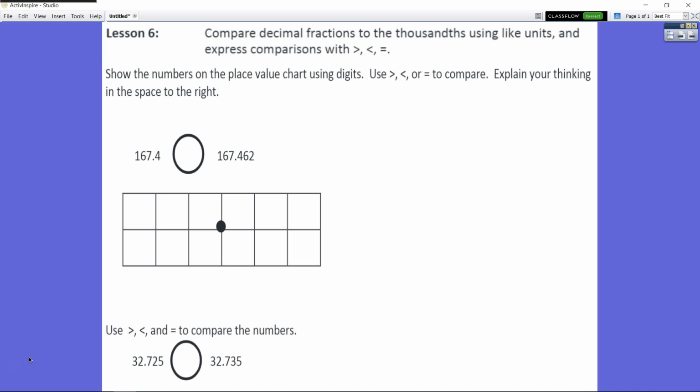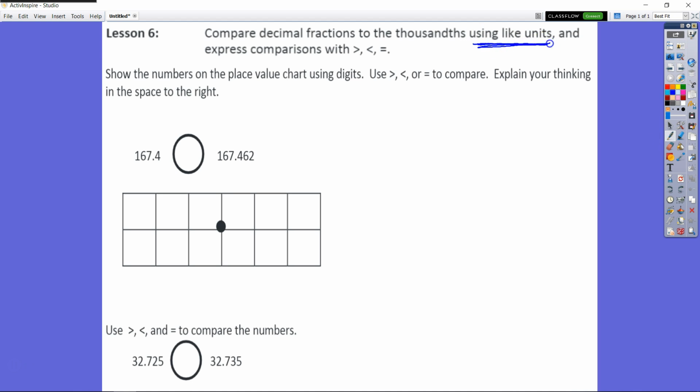All right, lesson number 6. Here we are comparing decimal fractions to the thousandths using like units. That's very important because we have to use units that are the same. If we don't use like units, then we're not comparing them correctly.